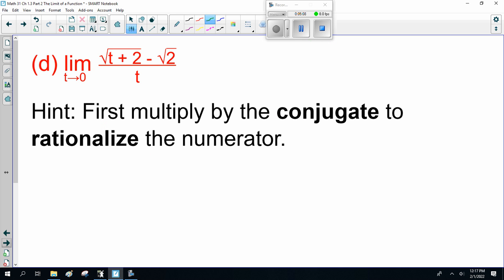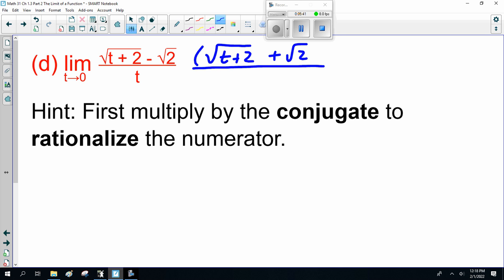Now, here we're getting something, ouch! The limit as t goes to 0, square root of t plus 2, minus the square root of 2 divided by t. Now, if you substitute in 0 for t, you get square root of 2 minus square root of 2 is 0, divided by 0, which sucks. So, hint, first multiply by the conjugate to rationalize the numerator. Remember the conjugate? So I multiply top and bottom by square root of t plus 2 plus square root of 2.